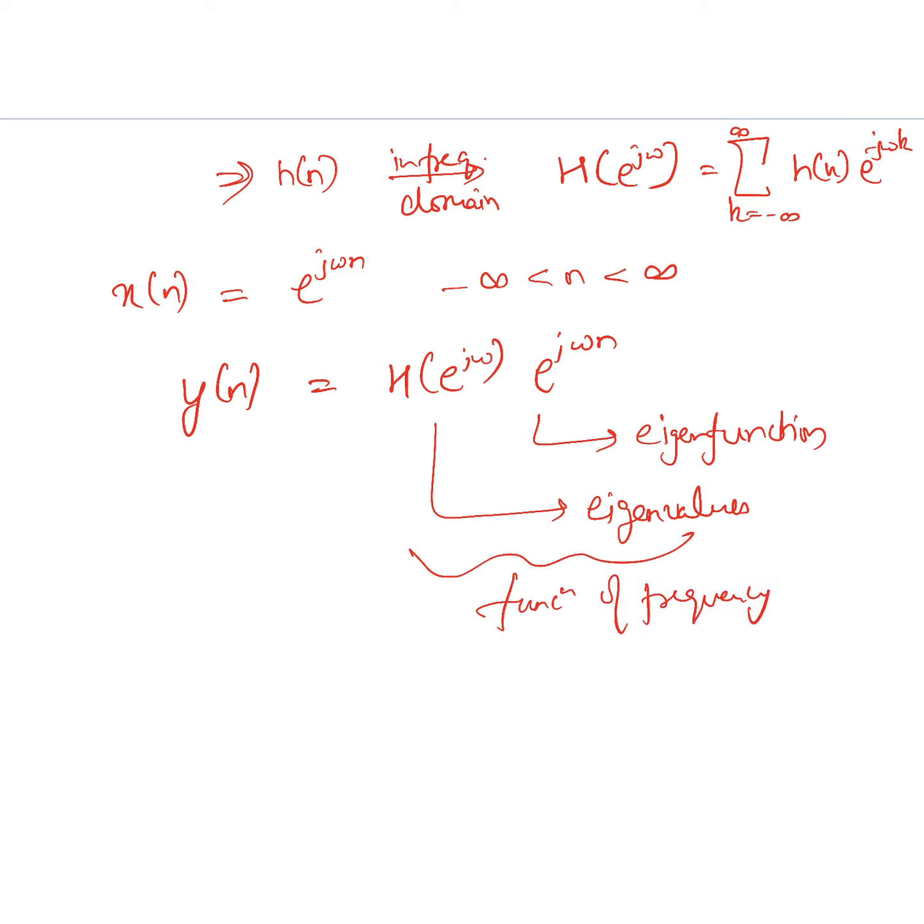Okay, so if you consider an input sequence at some particular frequency omega, then your output signal would be of the same frequency, but there would be a change in the amplitude and the phase. So you can represent that y of n by this, and for some frequency this would be your eigenfunction and this would be the eigenvalue at that frequency omega. Okay. So we can stop here.